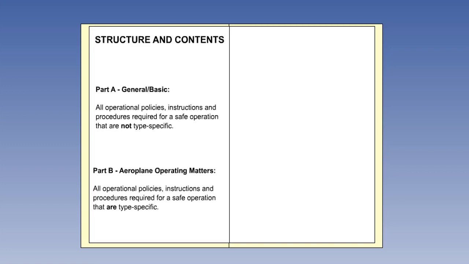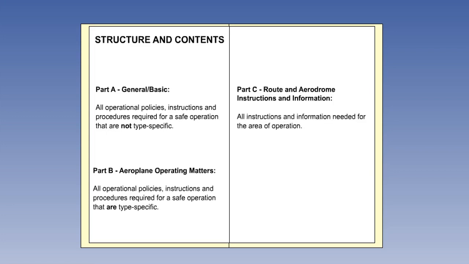Part B deals with type-specific instructions and procedures. Part C relates to the geographic area of the operation, that is, the routes to be flown and the aerodromes used. And finally, Part D, which refers to the training of all operational personnel in their duties.